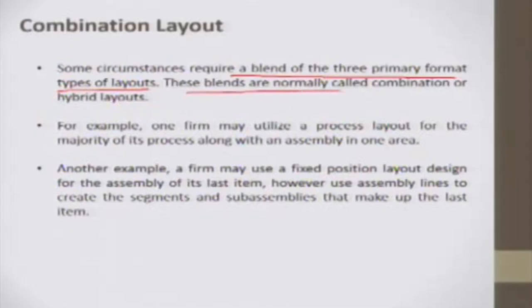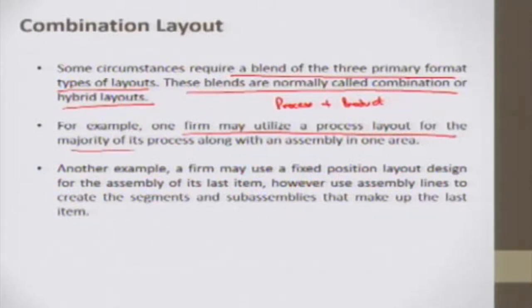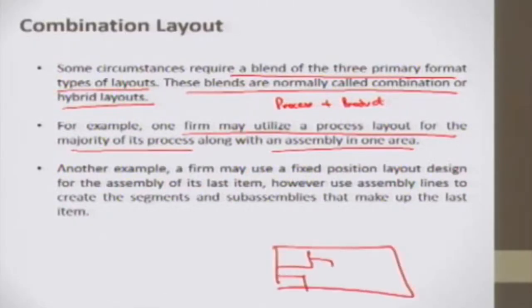These blends are normally called combination or hybrid layouts. Hybrid layout means using process plus product layout altogether. For example, one firm can utilize a process layout for the majority of its purposes along with an assembly line in one area. For example, it is using a process layout.